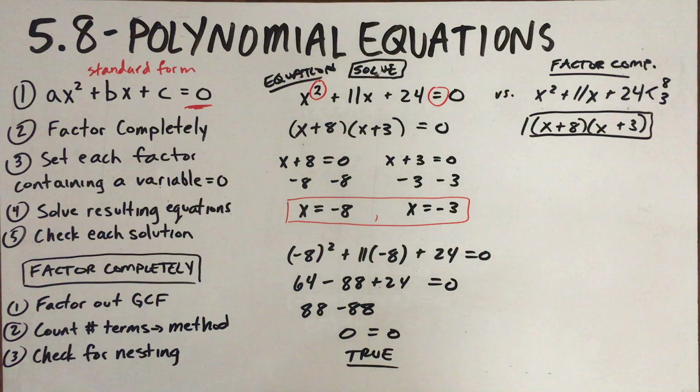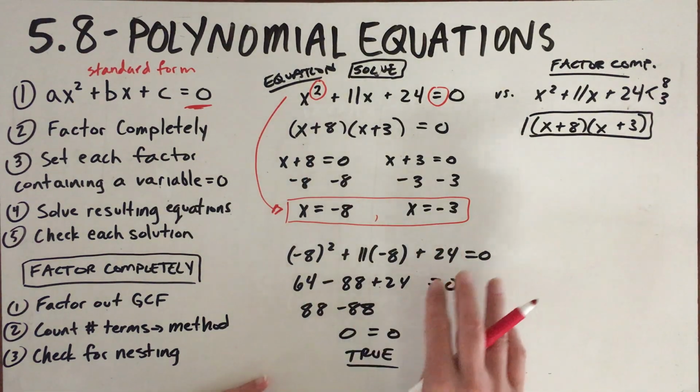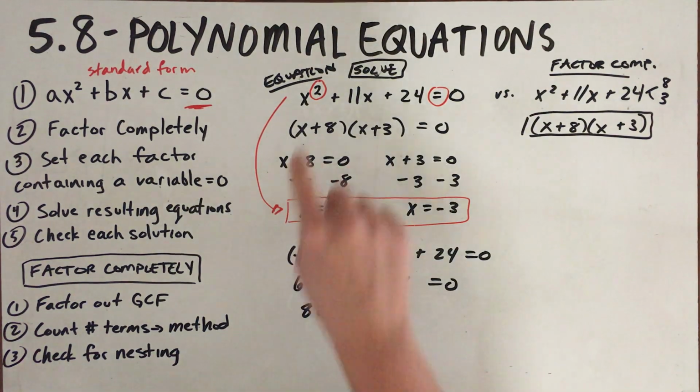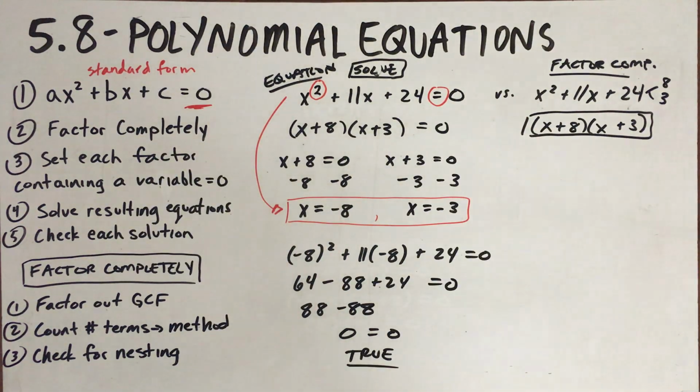Whatever the degree of the polynomial is, that's how many solutions you will get. So if this was x cubed, I would get 3 solutions. If it was x to the 4th, I would get 4 solutions, and so on. So we should know how many answers we're going to get by the degree of the polynomial when it's in standard form equal to 0.